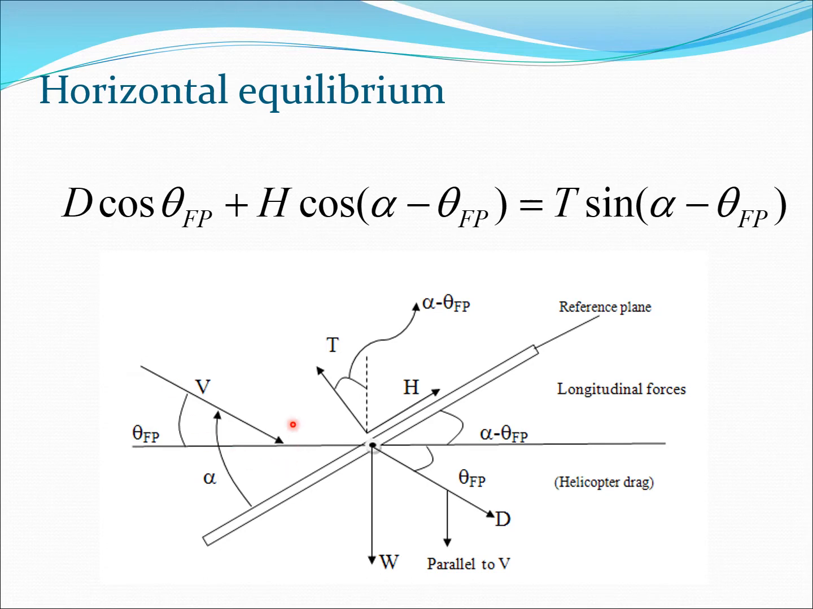So in that case, let us look at D. So D would be into cos theta fp, that's this component. That would be plus h into cos of this angle here. So you see that term here. And this is going to be equal to thrust into sine of this angle. And so you see this here. So again, this equation would give you the horizontal balance of forces which is taking place in this particular rotor.